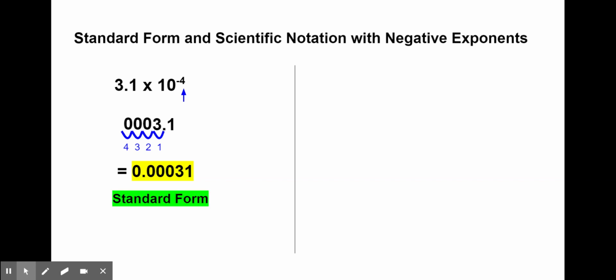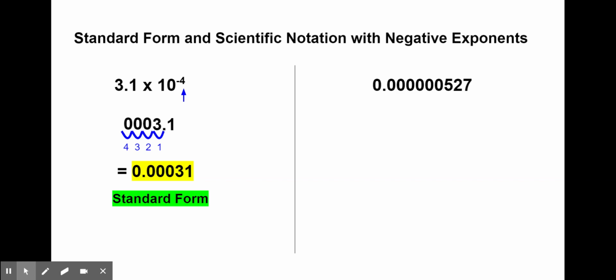So I'm just taking my decimal, moving it over to the left this time because I have a negative exponent. And the way to remember this right and this left, well, you move it right because your number is getting bigger when you have a positive exponent. But you move it left because your number is getting smaller because you have a negative exponent. So we get 0.00031 in standard form for this one.